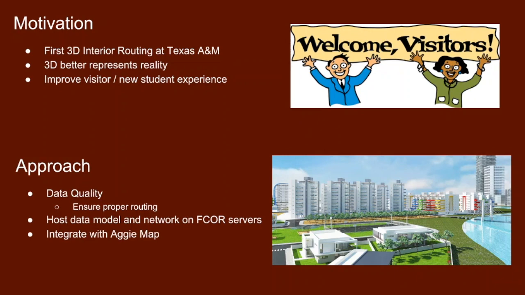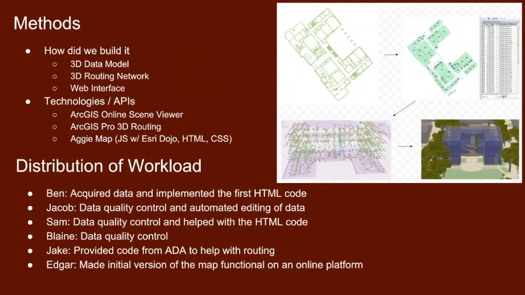Our approach is to ensure proper routing, and in doing so, we needed to make sure that we were starting off with the most accurate data that we could gather. And we felt that CAD files would be the most accurate. And once we generated all the data, we hosted it on Texas A&M's FCore server and ArcGIS Online's portal. And this helped us to call the different layers and different information that we needed so that we could integrate it into the Aggie map.